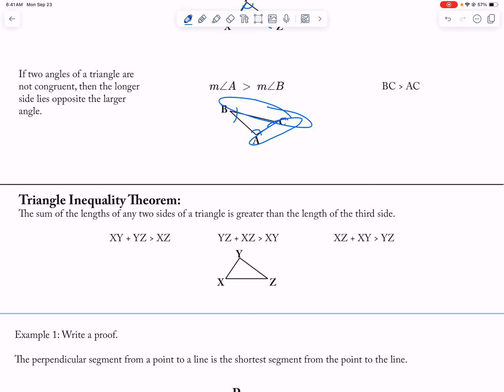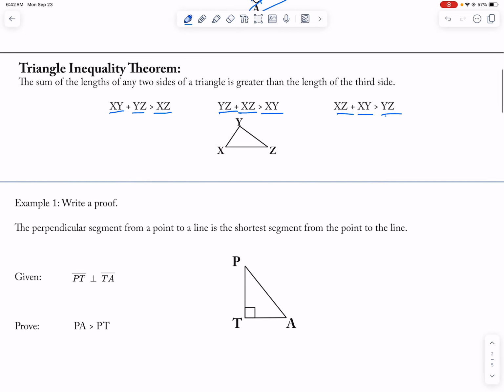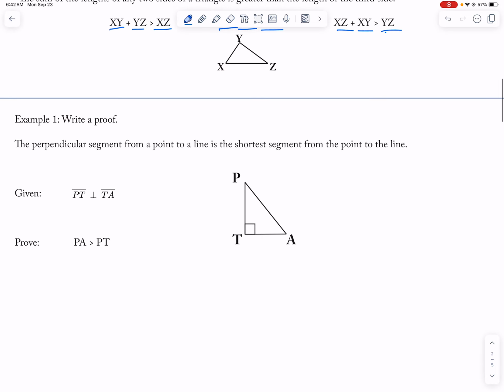The triangle inequality theorem says that if I have sides of a triangle, then XY plus YZ has to be bigger than XZ, YZ plus XZ has to be bigger than XY, and XZ plus XY has to be bigger than YZ. Otherwise, there's no triangle that's formed. Okay, so let's take a look at a couple of things and a proof.